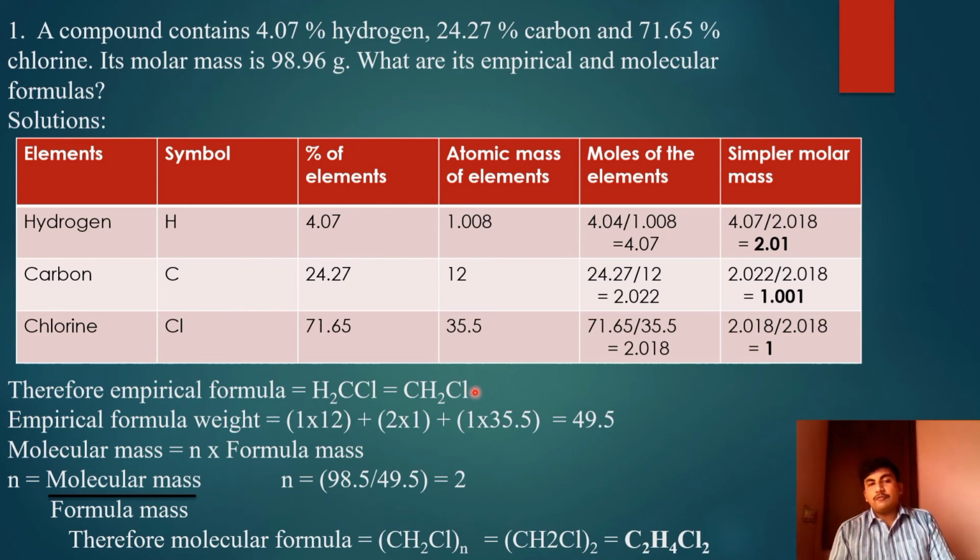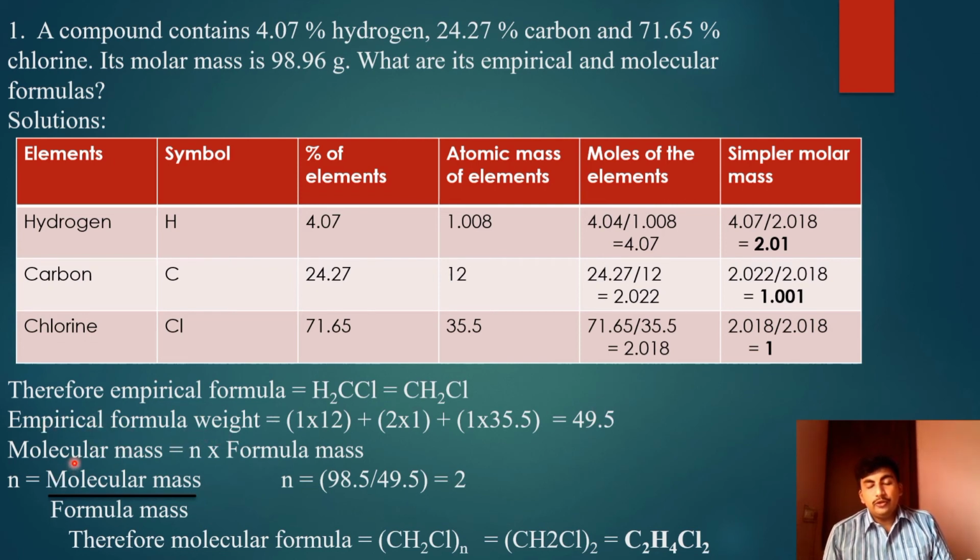Now we have to find out the empirical formula weight. Empirical formula weight we can calculate: 1 into 12, since carbon is 1 and the atomic mass of carbon is 12, plus 2 into 1, 2 hydrogen atoms and 1 is the atomic mass of hydrogen, plus 1 into 35.5, the atomic mass of chlorine. That is equal to 49.5, the empirical formula weight.